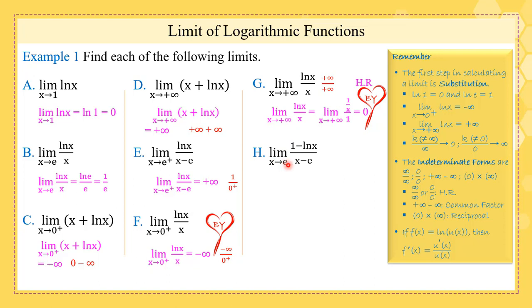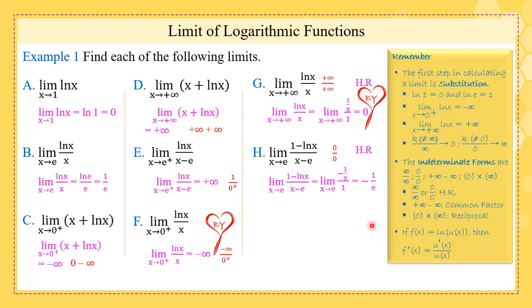Now, this limit, as x tends to e, by substitution, we get 1 minus ln e, which is 1 minus 1, which is 0, and e minus e, which is also 0. And 0 over 0 is an indeterminate form that is usually solved by L'Hopital's rule. So, we derive the numerator alone and the denominator alone. We get minus 1 over x over 1, because the derivative of 1 minus ln x is minus 1 over x, and the derivative of x is 1. After we resubstitute, when x is e, we get minus 1 over e over 1, which is minus 1 over e.